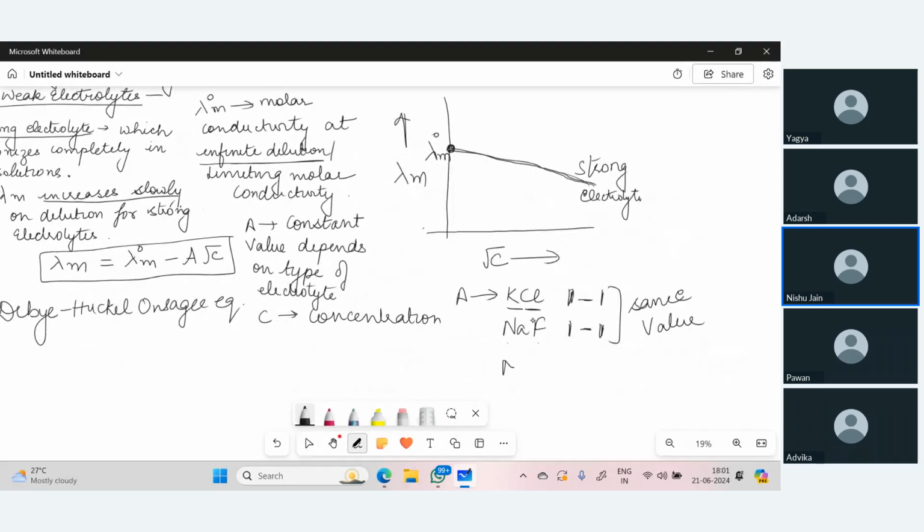Let us suppose you have MgCl2. Advika, MgCl2, what is the charge on cation and anion? Charge on anion is -1 and on cation is 2. So it is a 2-1 electrolyte. Pavan, in CaF2, what is the charge on calcium and fluorine? Calcium charge is 2, fluorine charge is 1.